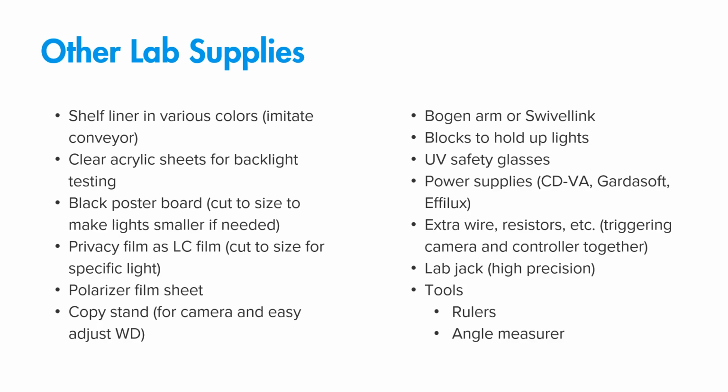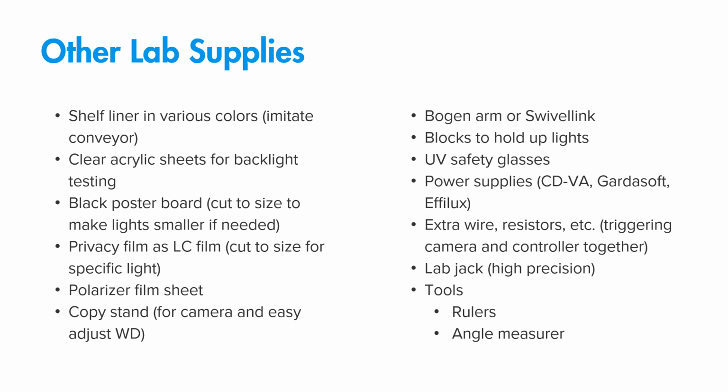So this isn't necessarily lighting related, but more just general good things to have in your lab. The first one is if you have to imitate a conveyor or texture. Sometimes this comes up where I have to make sure that my light or my image isn't going to be affected by having my sample sit on a conveyor. I actually bought shelf liner from the hardware store, and that worked really well to just provide some texture as my background so I can double check that it won't be a problem once it's installed on the machine.